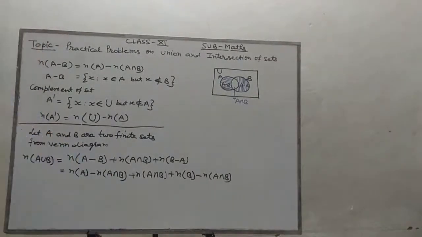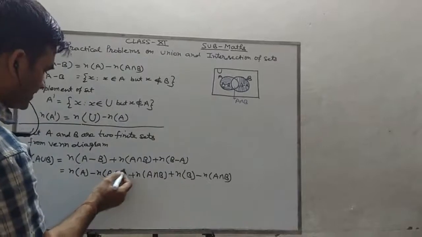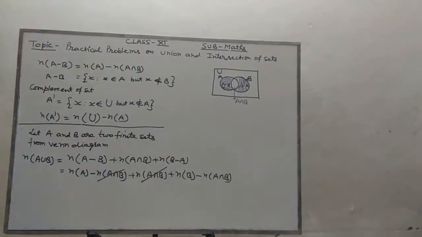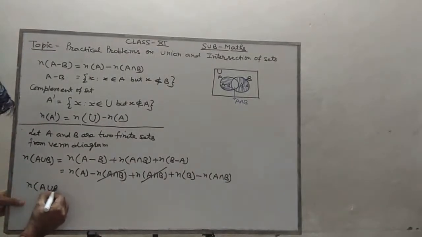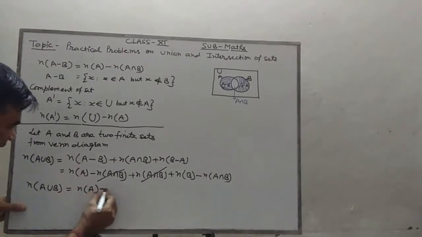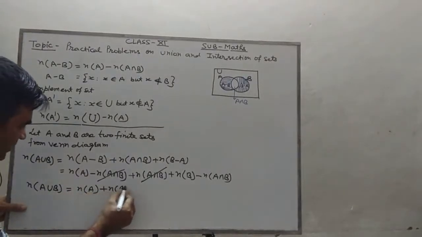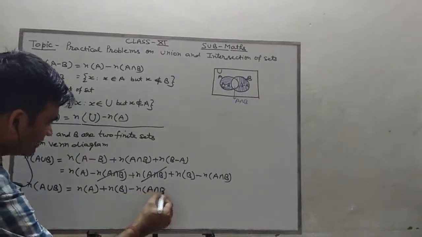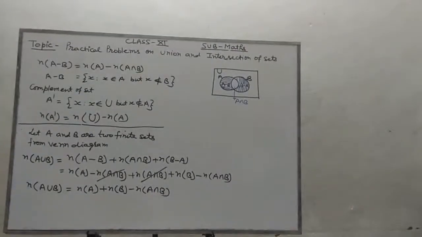So simplifying it, this is minus A intersection B, this is plus A intersection B, both of these cancel out. So the number of elements in A union B is given by the number of elements of A plus the number of elements of B minus the number of elements of A intersection B. This is a very important result for the practical problems on sets.